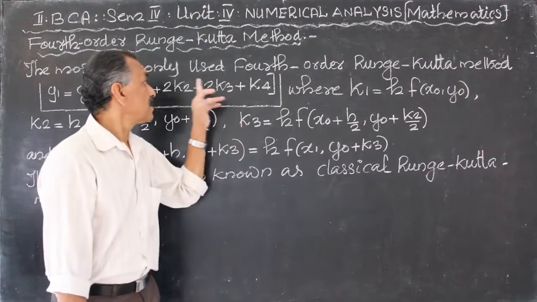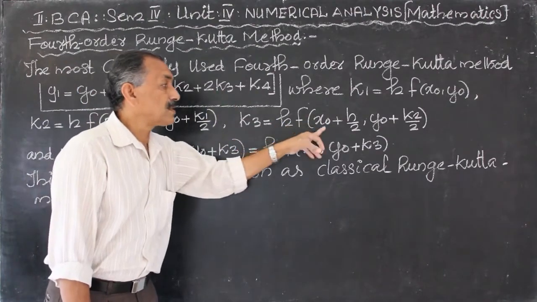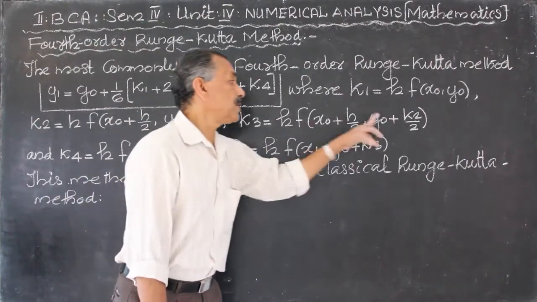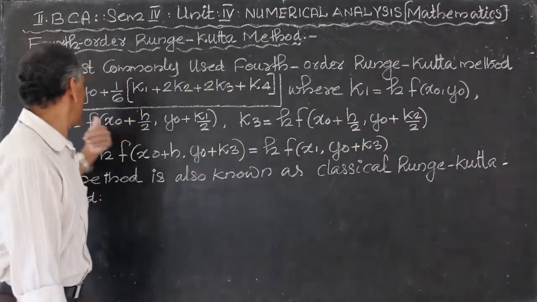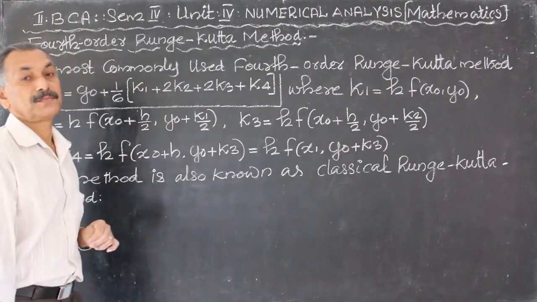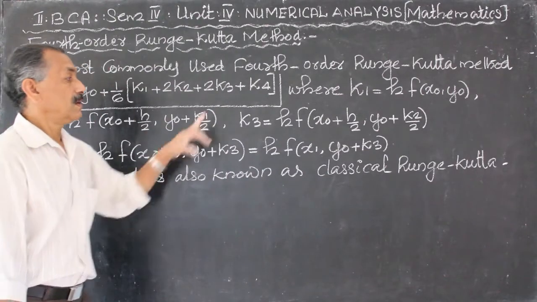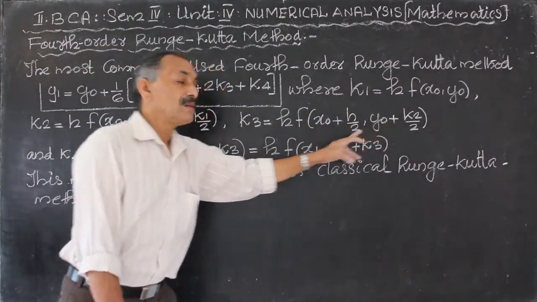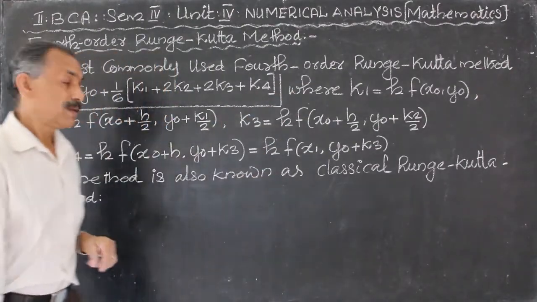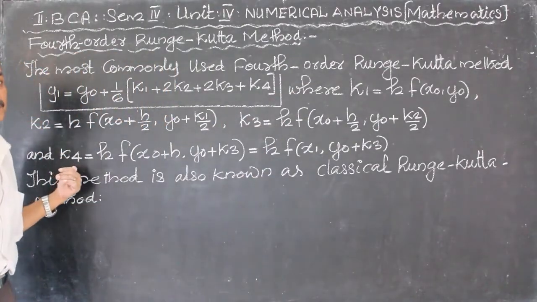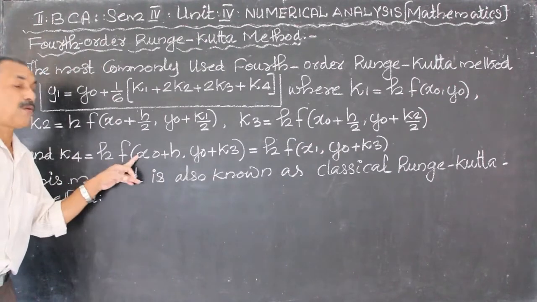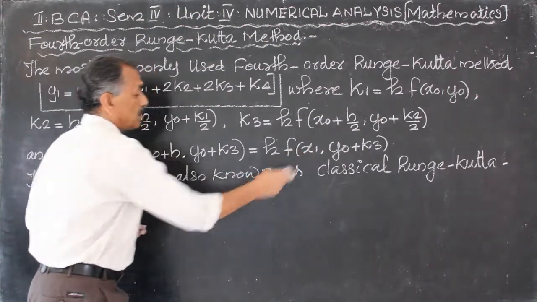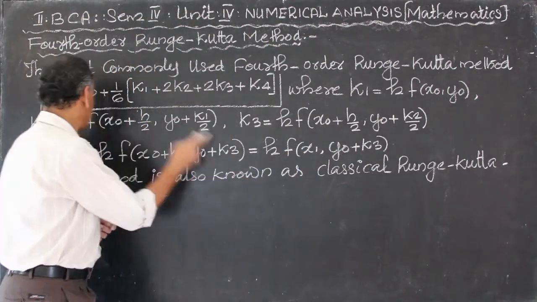And again k3. This k3 is equal to h into f of x0 plus h by 2, the same point, y0 plus k2 by 2. And k4 is equal to h into f of x0 plus h. What is x0 plus h? x0 plus h means x1, y0 plus k3.